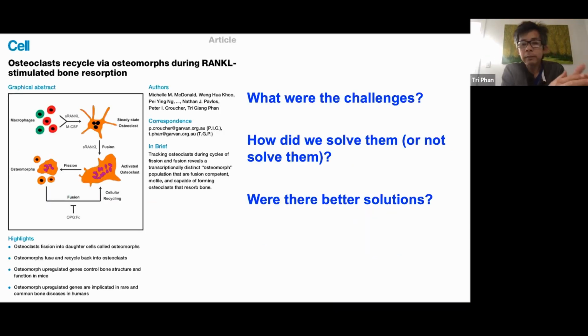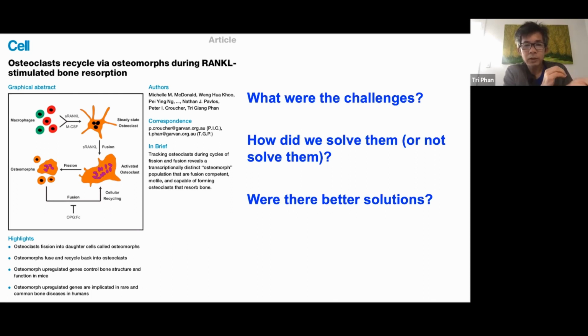My brief today was to take you through our recent paper describing this new phenomenon that we observed, which was osteoclastic recycling. Osteoclasts are these bone-resorbing cells. In the course of our intravital imaging experiments in bone, we saw that they were breaking up into smaller cells, which we called osteomorphs.